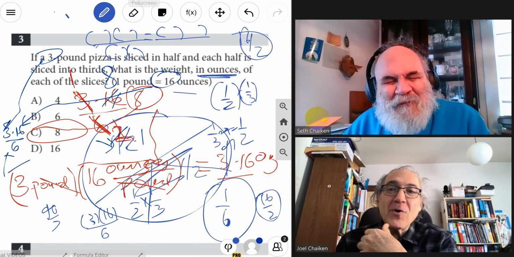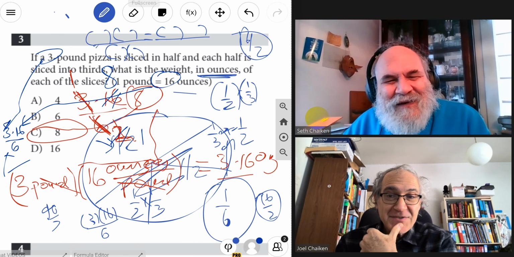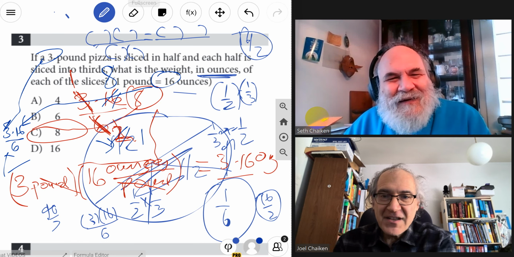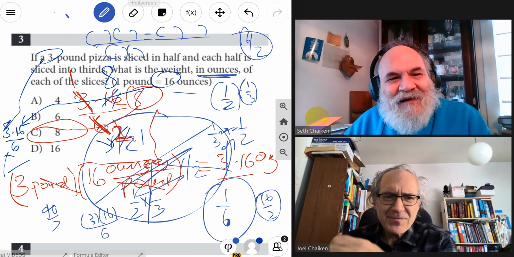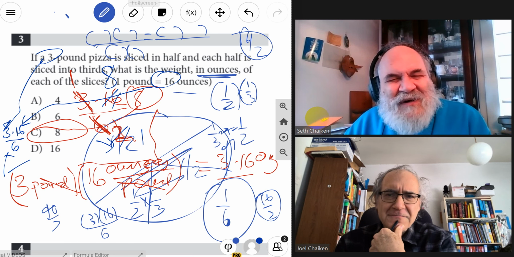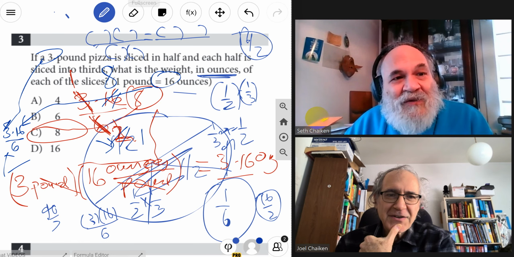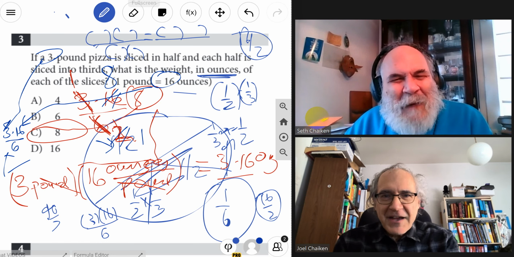Yeah. The whole weight of half the pizza in ounces would be half of 48, which would be 24. Yeah, it'd be half of 3 times 16. Yeah, that would be nasty. You'd have 3 times 8. They don't usually do that. Wow. They don't usually do that. Yeah, that would have been nasty.